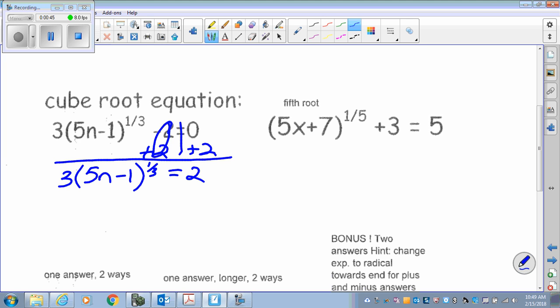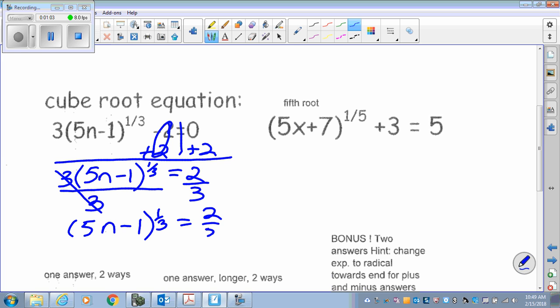It's 3 times the cube root of 5n that is stuck together. So I'm going to divide both sides by 3. 3 divided by 3 is 1, and 1 times something, the identity property, is 5n minus 1 to the 1/3 power equals 2/3. Okay? And then now I'm going to get rid of my rational exponent, and you just do the inverse, the reciprocal.